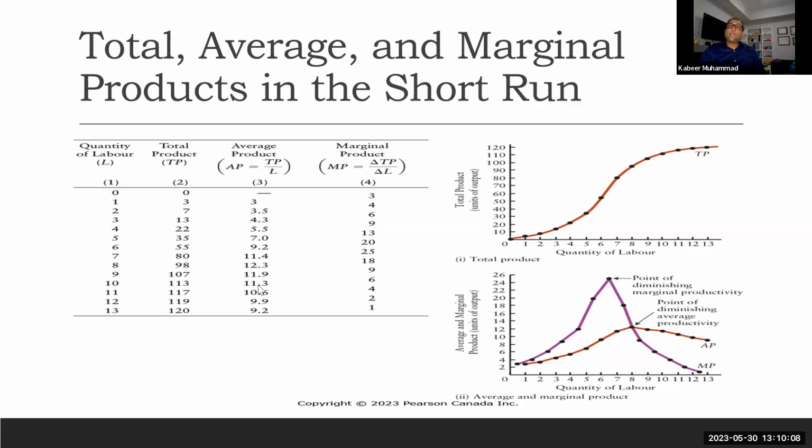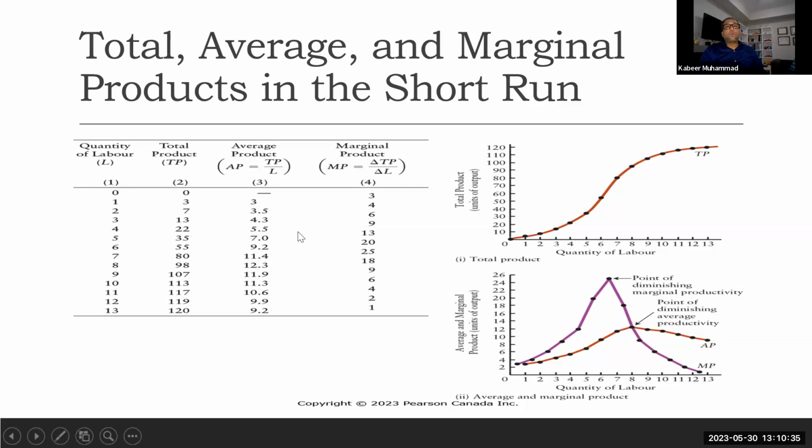So how do we calculate the average? This is the total product, and this is the number of workers we are hiring. If we divide the total product by the workers, 3 divided by 1 is 3, 7 divided by 2 is 3.5, 13 divided by 3 is 4.3. We see that the average product initially increases, but after the 8th worker it starts decreasing. At the 8th worker, the average is 12.3, but after that it starts decreasing.